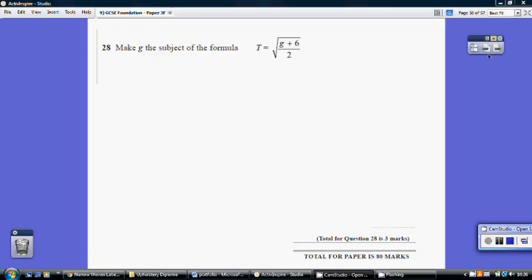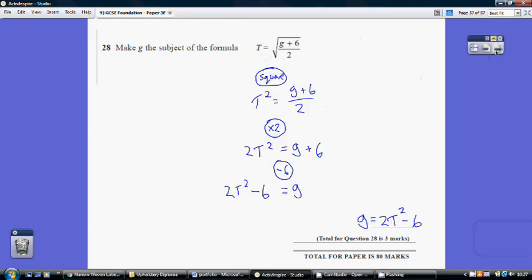Question 28. So we've got to make g the subject, so we're going to need to end up with g equaling stuff. So we need to unpack what's going on here. We're going to start off by undoing the square root by squaring both sides. So t squared equals g plus 6 over 2. We're now going to undo the division by 2 by multiplying both sides by 2.